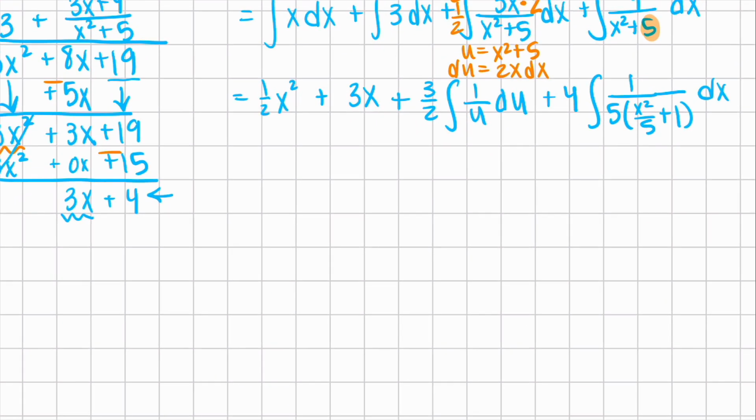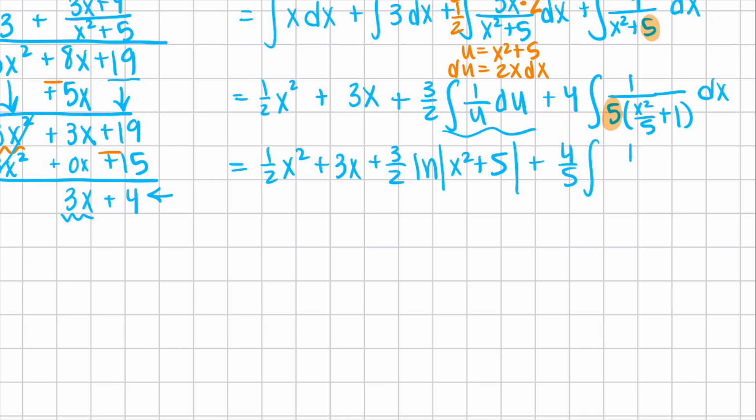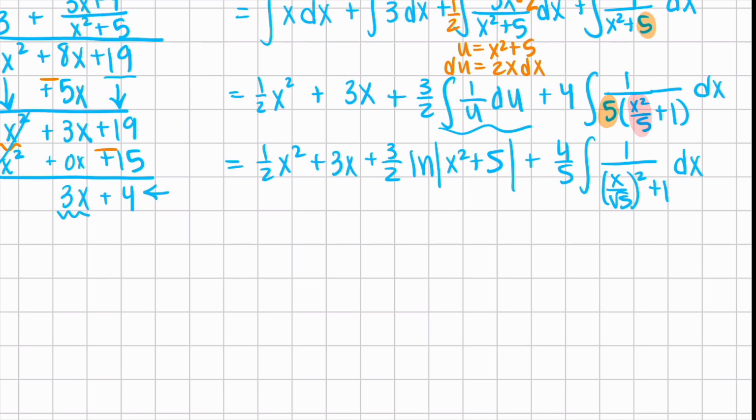For the next line, I'm just going to write what I have. And we might as well do this integral. This is going to be natural log of x squared plus 5. Okay, I'm going to bring out this 5 in the denominator. This is going to be 4/5. And then I have 1 over, I want to make sure it's an expression squared. So we're going to have x over rad 5 squared plus 1 dx.